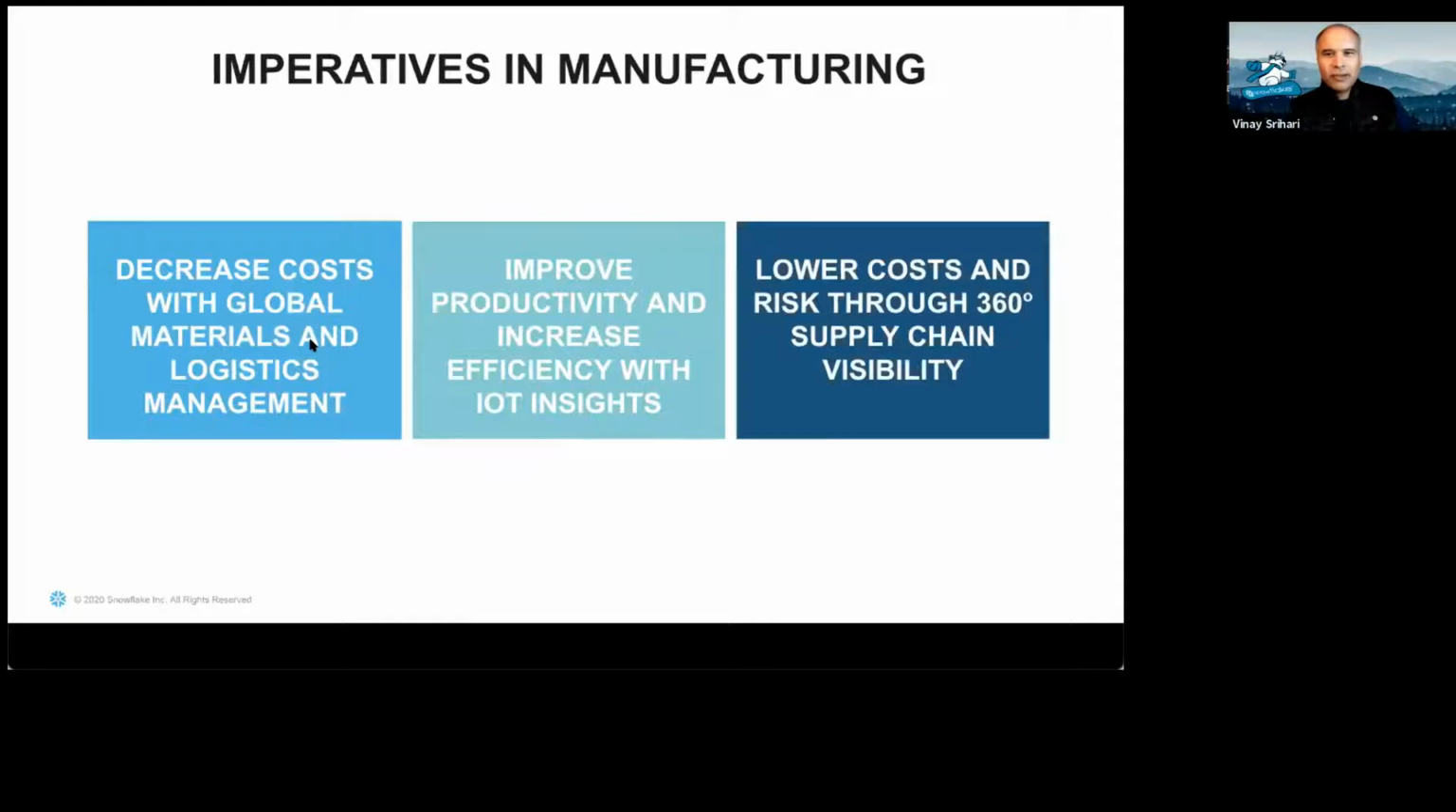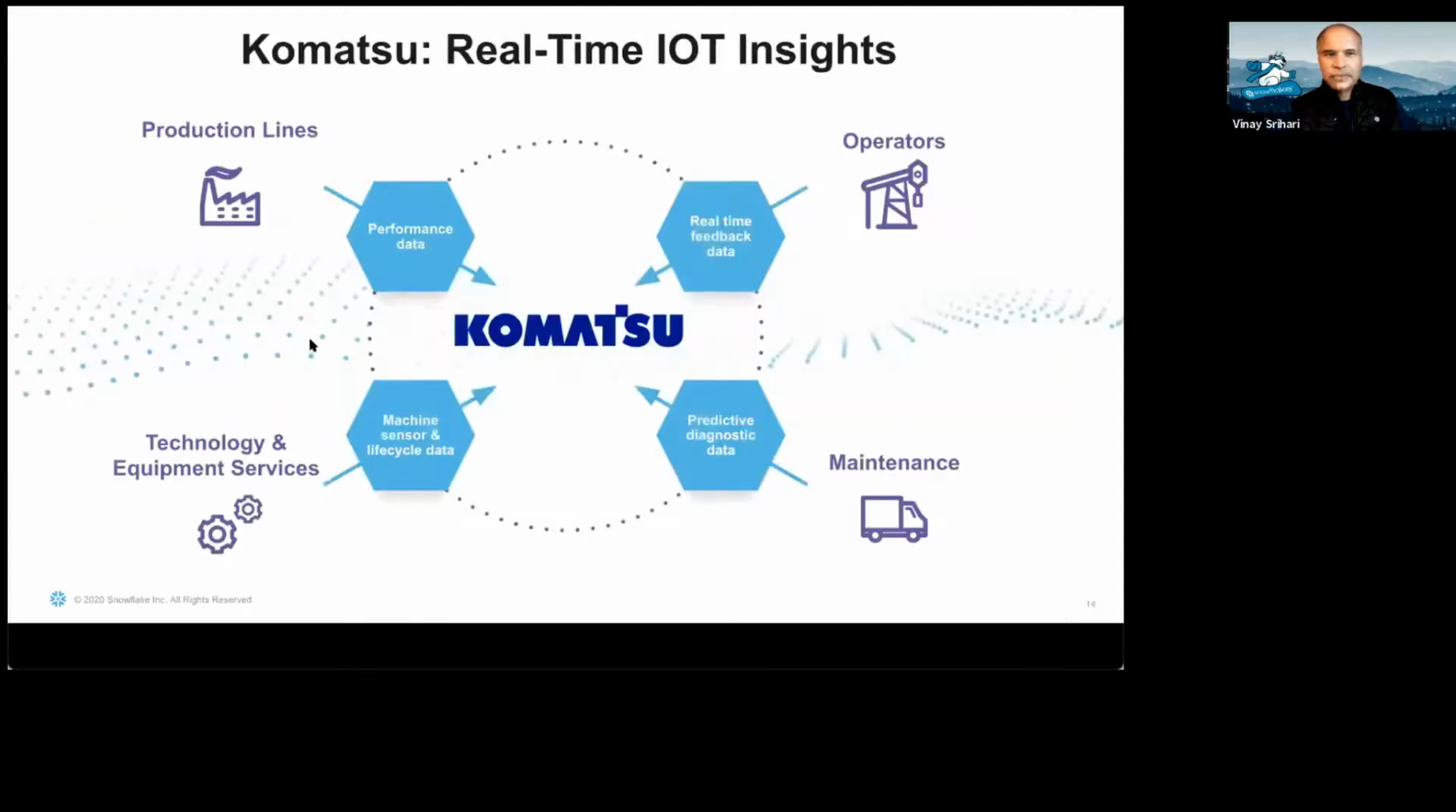So some of the imperatives that we've seen across our customers in the supply chain tend to come down to these three. There's decreasing costs with materials and logistics. There's improving productivity and yield. We have Micron as a customer, and I'll talk a little bit about that use case. And then getting a 360-degree supply chain visibility to be able to move things around and optimize costs. So these are the high-level imperatives.